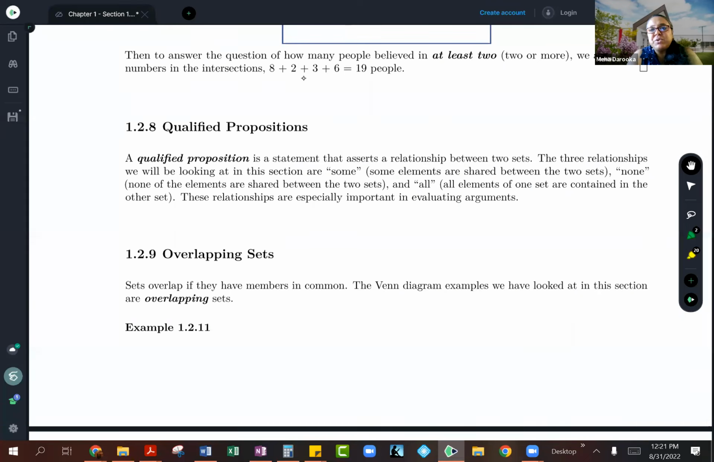So in this case, you can talk about some elements which would be shared between two sets, none, which means no elements would be shared between the two sets, or all, which implies that all elements of one set are contained, excuse me, in the other set. So you will be seeing examples on these qualifiers.